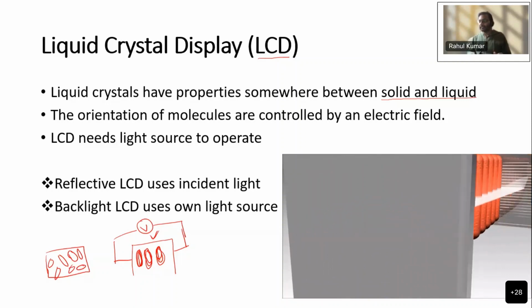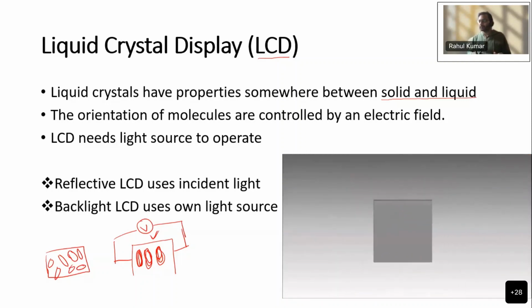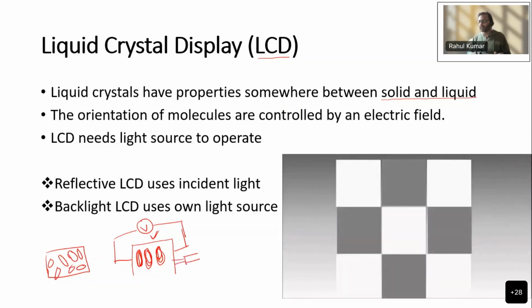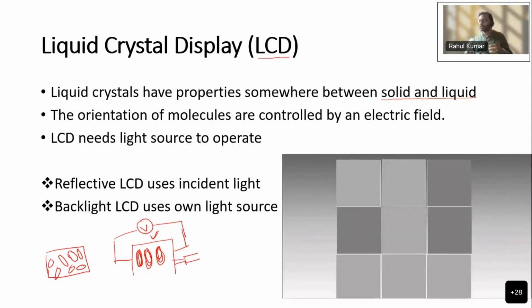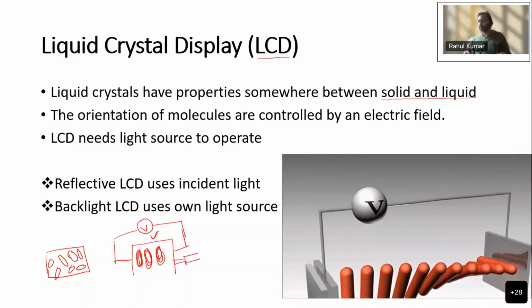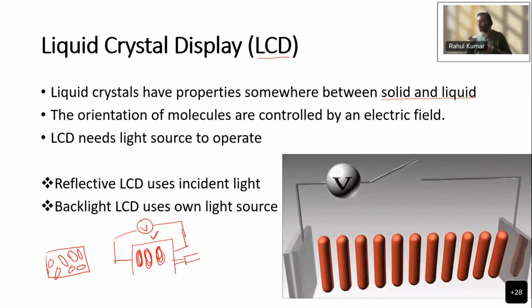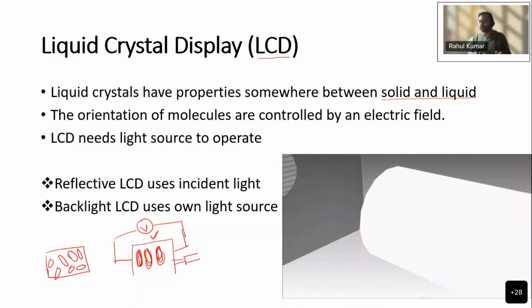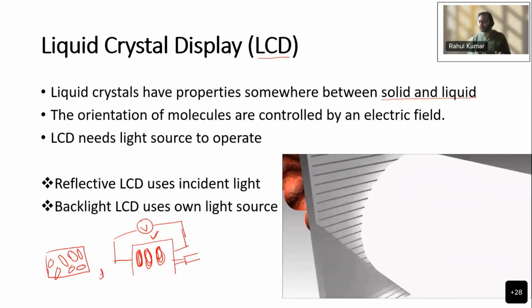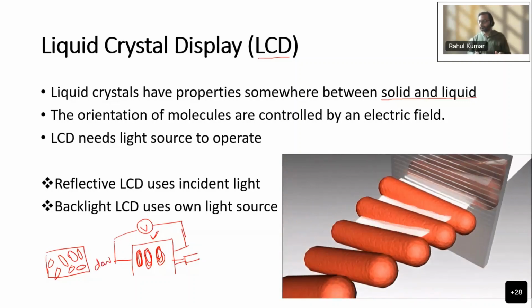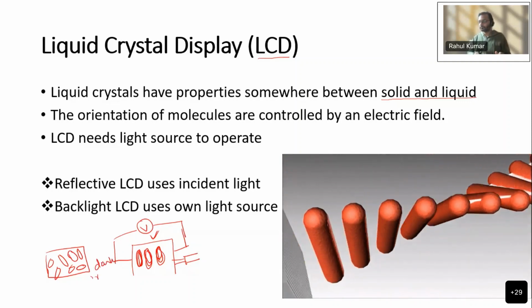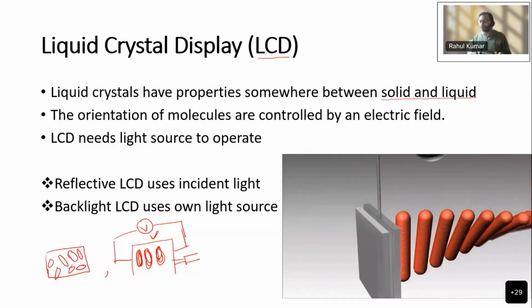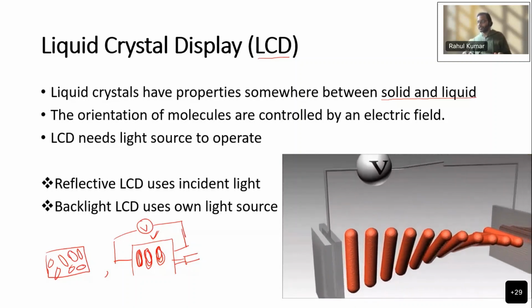And when light is incident, or from the back if you shine a light, because of the polarization effect, the incident light will either produce a dark or a bright spot. So that's how your LCDs work.